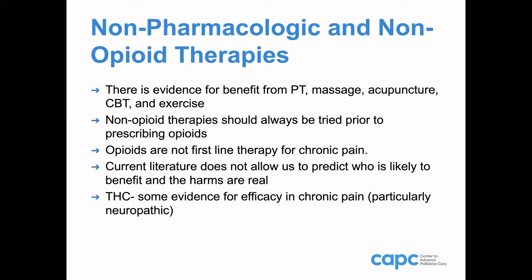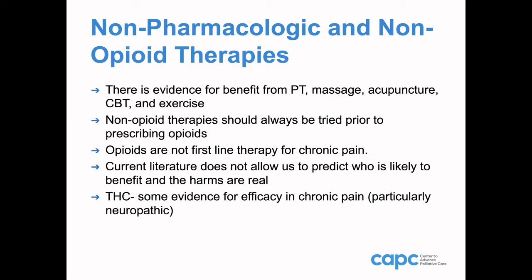You know, the data is not great. There's not a lot of robust studies for these things in the treatment of pain, but there's enough there that before going to opioids, they at least deserve the effort of seeing if they can be of some benefit on function. They should always be tried before prescribing opioids. And just keep in mind that opioids are never the first line therapy for chronic pain. So, we don't know who's going to benefit from these.